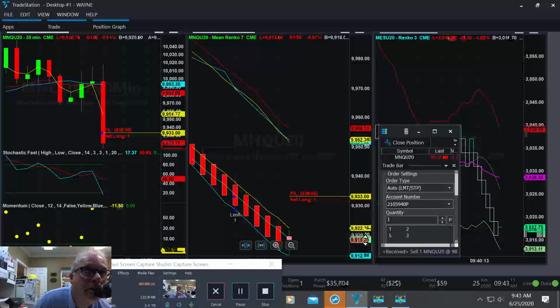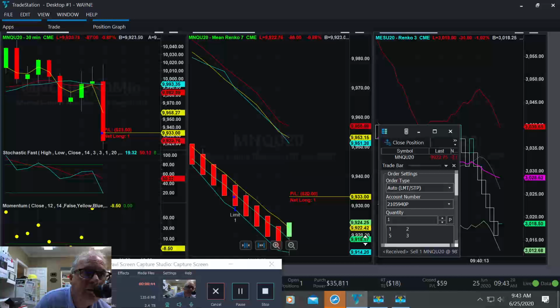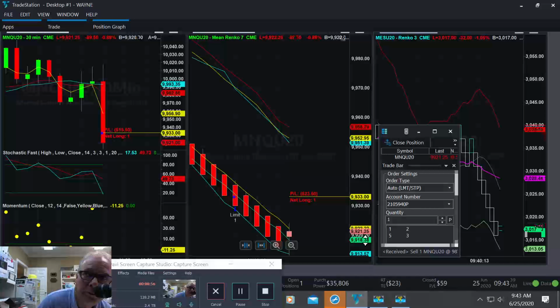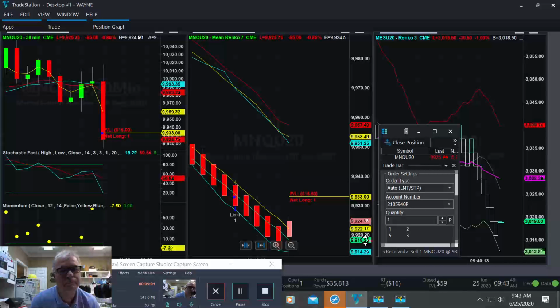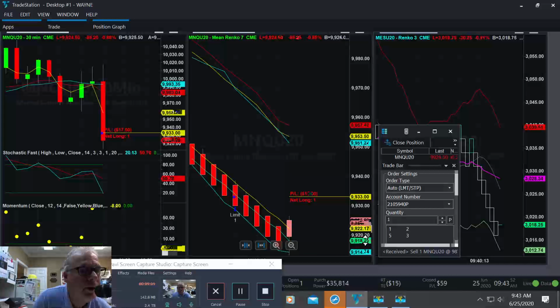We do have the stochastic below the 20 area. Momentum is negative at this point. So we would try to add at 99.03 if possible, but we're still trending down. Renko bars are still negative on the S&P, so we may have a shot at 99.03. The overnight low was 98.94.